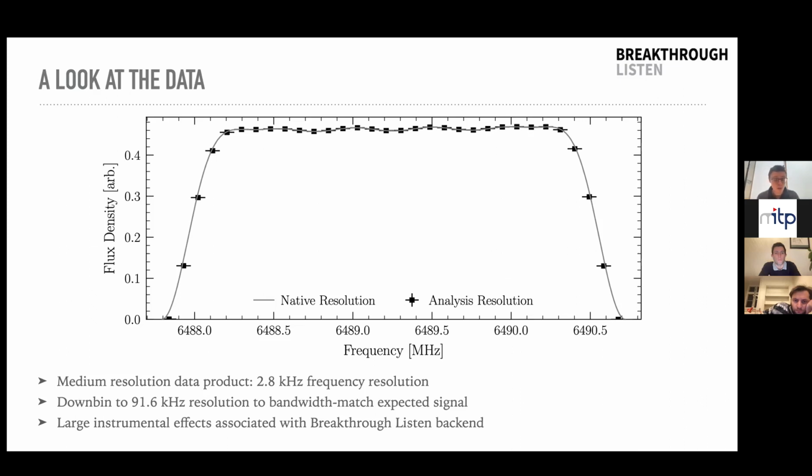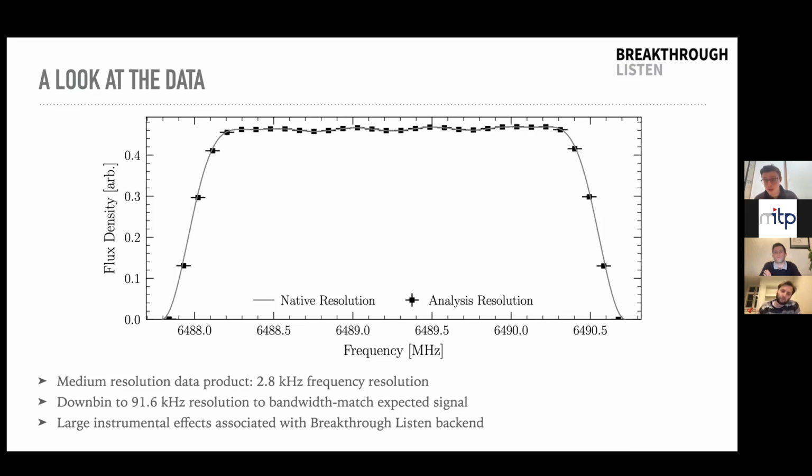So what we're going to do is downbin our data. In gray, I'm showing you what the data looks like before downbinning, and in black, I'm showing you what it looks like after downbinning to 32 bins at 91.6 kilohertz resolution. Of course, this is going to carry some analysis challenges with it, because although it's beautifully resolved at native resolution, there are some big changes from data point to data point, and we're going to need to be careful in how we actually handle that.